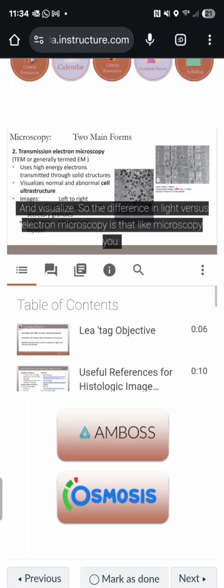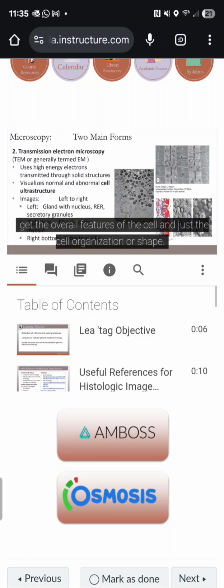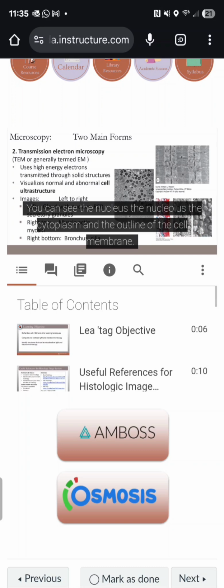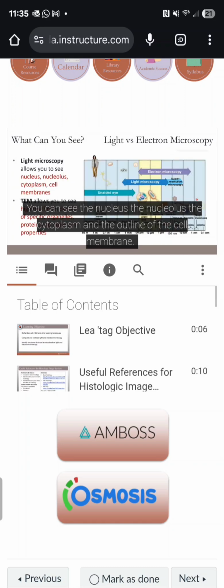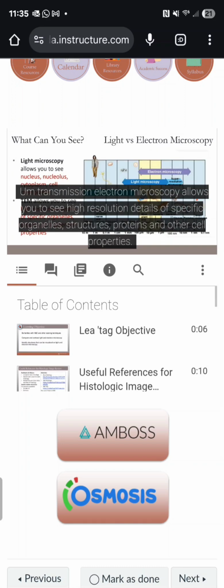So the difference in light versus electron microscopy is that with light microscopy, you get the overall features of the cell and just the cell organization or shape. You can see the nucleus, the nucleolus, the cytoplasm, and the outline of the cell membrane. Transmission electron microscopy allows you to see high resolution details of specific organelle structures, proteins, and other cell properties.